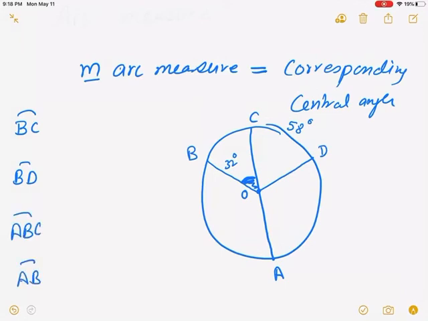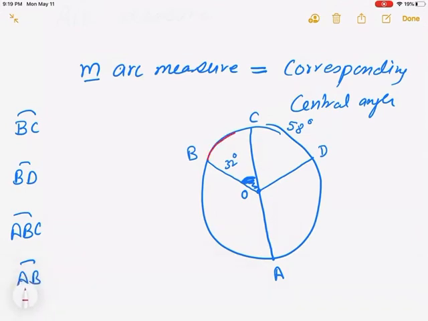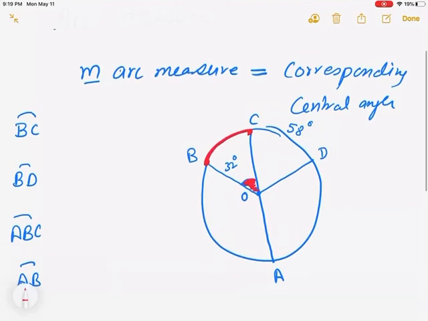First thing, whatever you see with 2 letters, that's going to be less than 180. Whatever has 3 letters, it's going to be either equal to 180 or higher than 180. So keep that in mind. BC, let's label that. When I say BC, I'm looking at this section, this arc length here. The measure of this arc is equal to its corresponding central angle, which is 32 degrees. So I already know this is going to be equal to 32 degrees. I'm done.